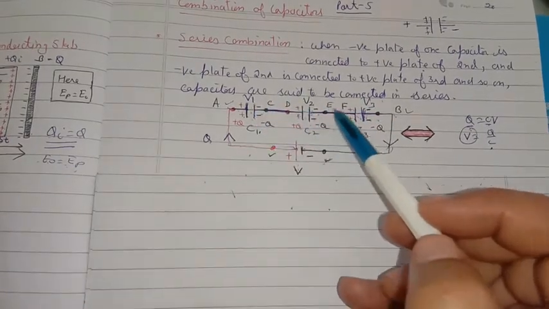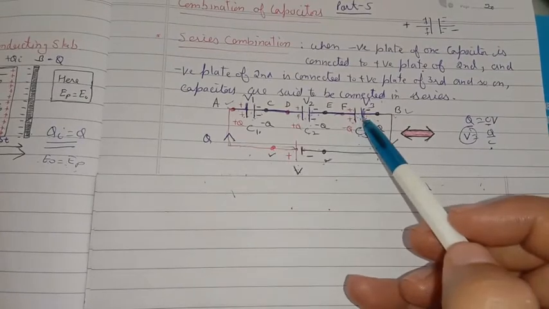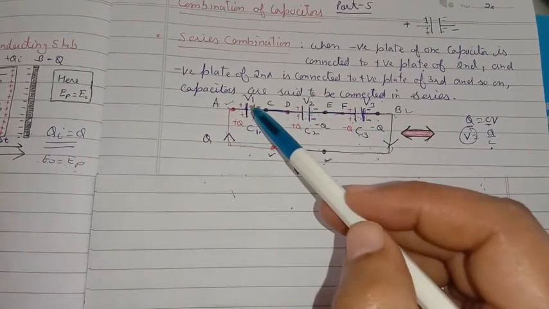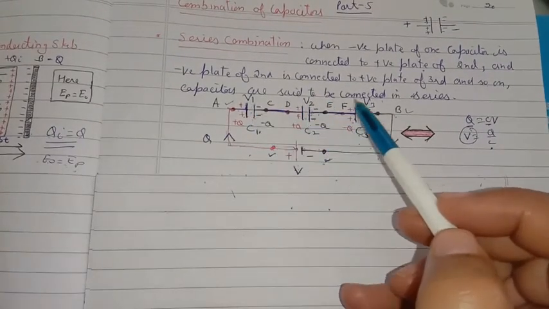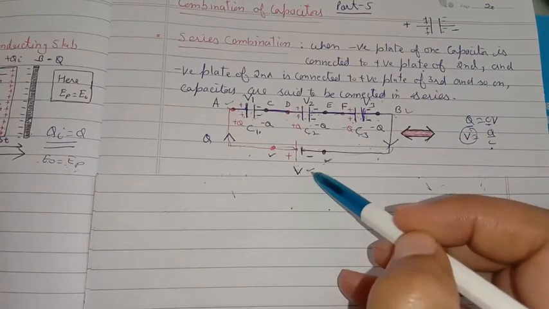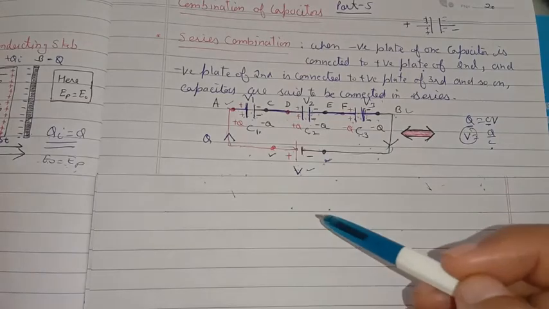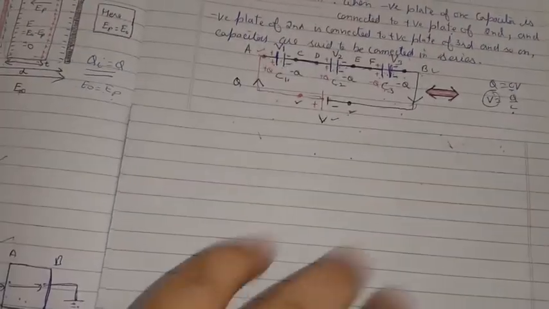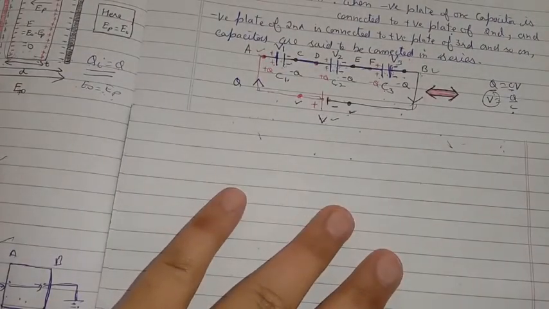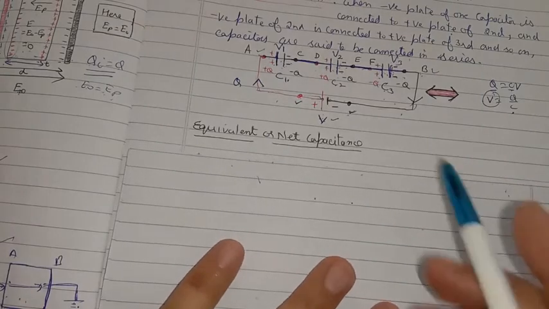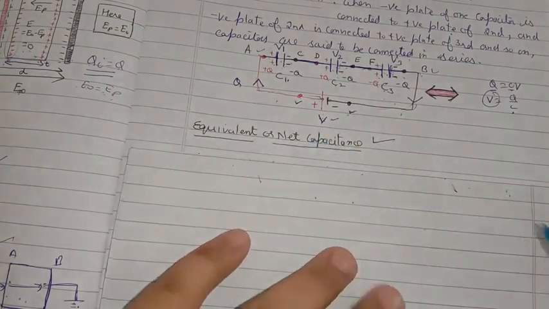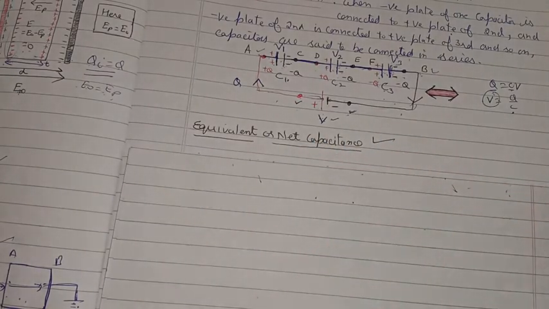when potential difference is developed across each of the three capacitors, the sum of the three potential differences, V1 plus V2 plus V3, must be equal to the total applied potential difference by the battery. It is according to the law of conservation of energy. Now for the series combination, we want to find an important quantity called equivalent capacitance or net capacitance. What is this equivalent capacitance or net capacitance?